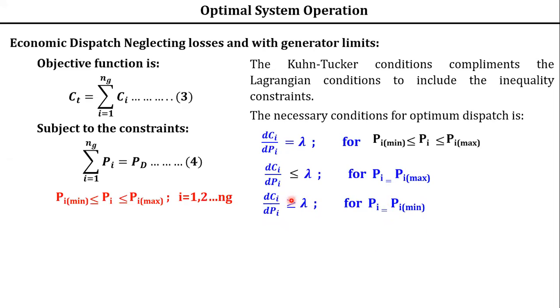So till this point, you have to explain. Before answering, read the question carefully. So, economic dispatch neglecting losses with generator limits. Whatever analysis we have made earlier, isn't it?